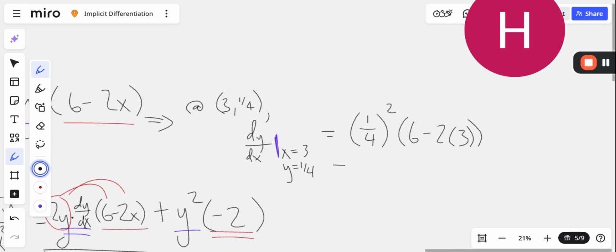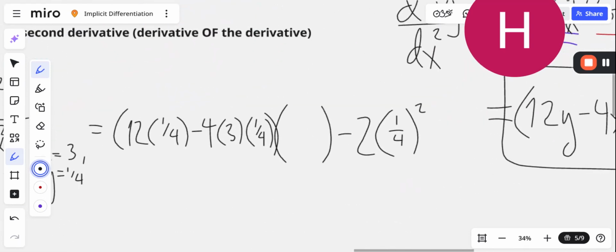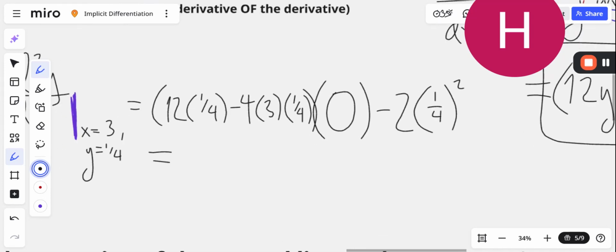Well, that's interesting, isn't it? Because this is going to be 1/16 times 6 minus 6, which is 1/16 times 0, or just 0. So, got some very interesting value here, because it really doesn't matter what happens in this parentheses. I'll work it out just for the sake of it. This is going to be, oh, interesting.